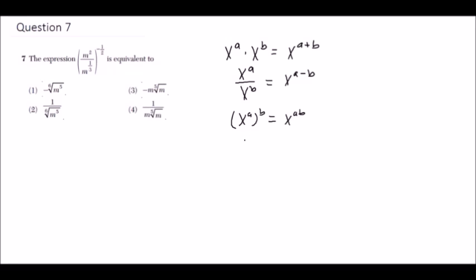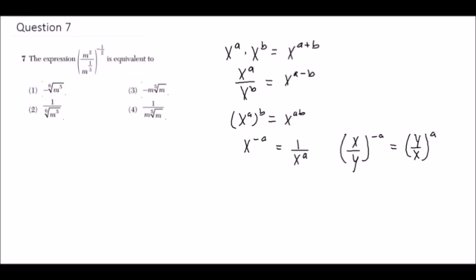Also, we have x to the negative a is 1 over x to the positive a, and from that we can also derive that if we have x over y to the negative a, we have that equivalent to y over x to the positive a.